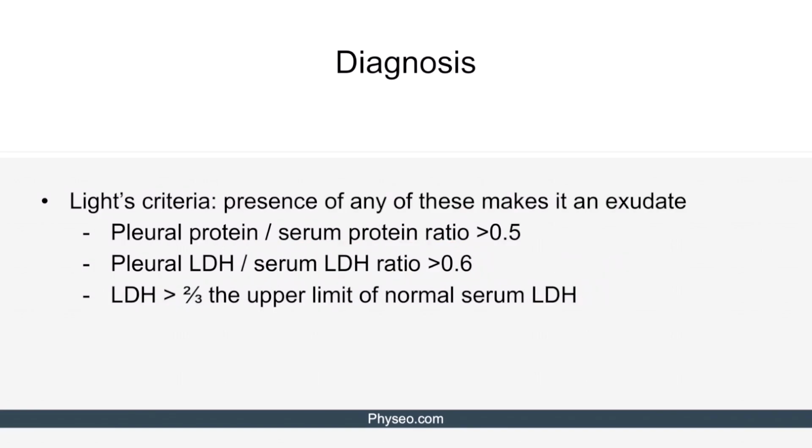A very important criteria you need to know for the boards is Light's criteria. If any one of these criteria is present, the fluid is determined to be an exudative pleural effusion. Let's take some time to understand this. The first of these criteria is a pleural protein to serum protein ratio of greater than 0.5. The second is a pleural LDH to serum LDH ratio of greater than 0.6. And the last is an LDH of more than 2/3 the upper limit of normal serum LDH.